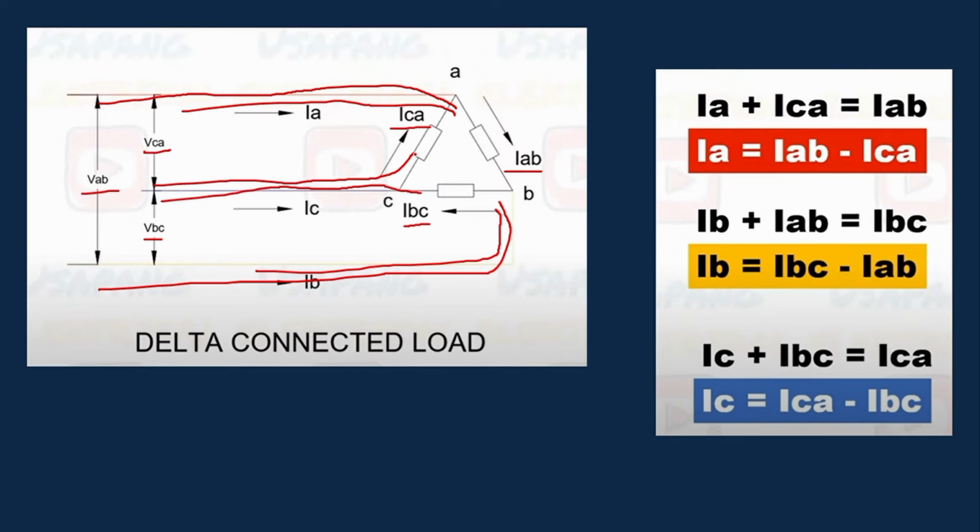So, sa delta connection load, ang line-to-line voltage is phase voltage lagi. Pero ang current nito ay nag-iiba. So, kapag in-apply natin ang Kirchhoff current law sa load A, ano nga ba ang Kirchhoff current law? Ito yung sum ng current na pumapasok sa load is equal to the sum ng current na lumalabas sa load. I mean, sa isang load.